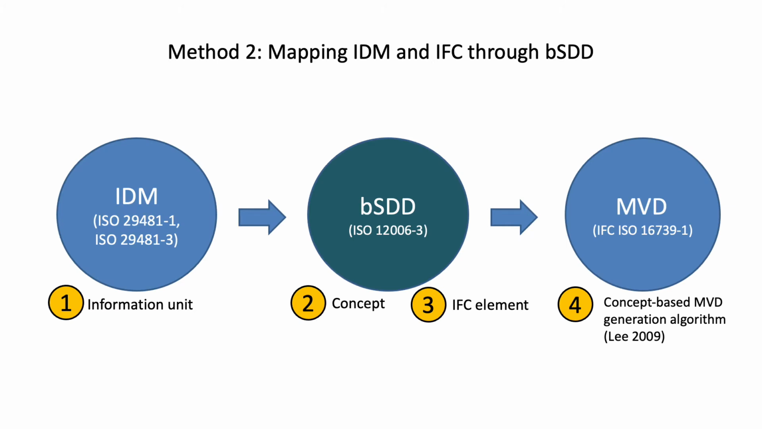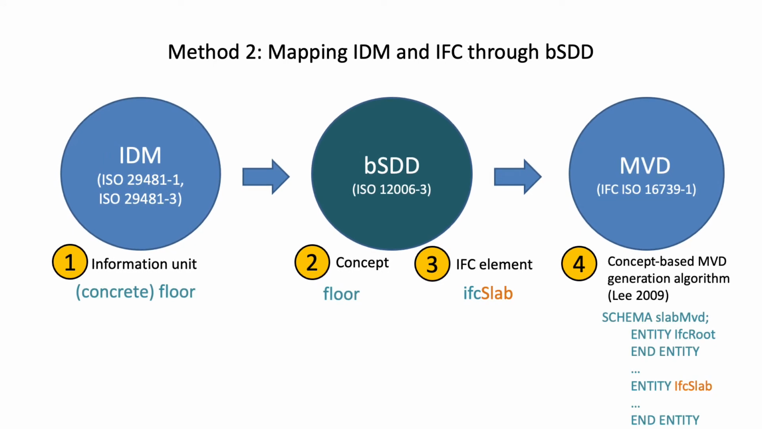However, the mapping process between information units and IFC elements proposed in the first method is still manual and makes it very difficult to find an IFC element that corresponds to a specific concept or term that we defined in an IDM document. For example, if we say that we need concrete floor, and if you type in concrete floor or floor in IFC schema, you won't be able to easily find IFC slab. You may find IFC floor, but not IFC slab.